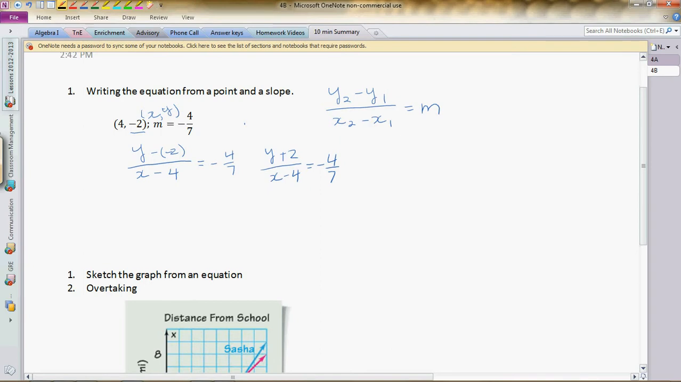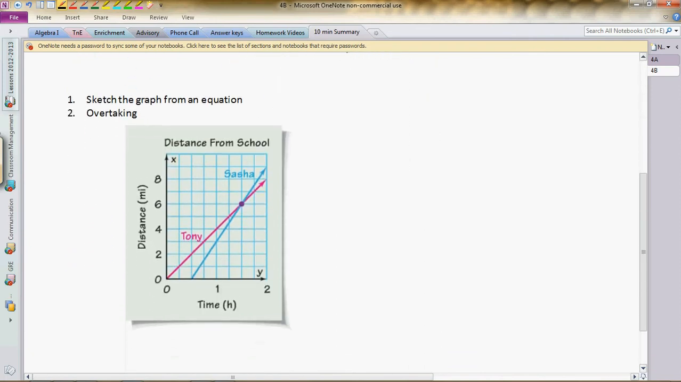Therefore, we will multiply both sides by x minus 4. And we're going to multiply this by x minus 4, so that, the long story short, we can cancel this guy by this guy. So to the left side we have y plus 2 equals -4/7 times x minus 4. Okay? So that's the first point.